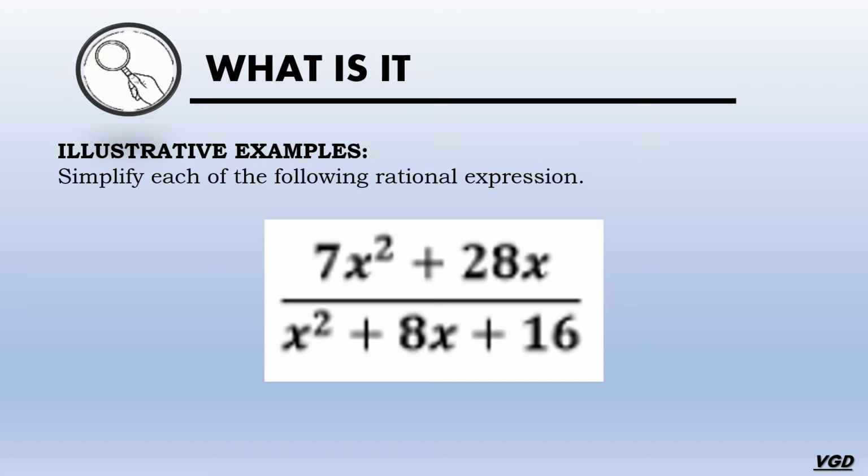Now let's proceed to our third example: 7x squared plus 28x over x squared plus 8x plus 16. So let's simplify this rational expression.